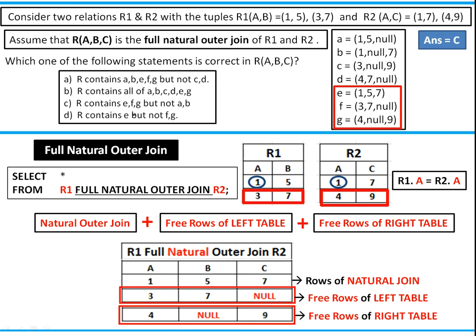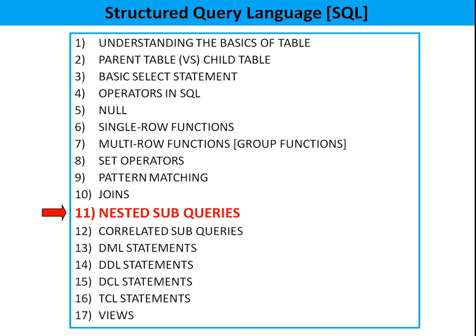Clear? Yes. With this we are done with joins, guys. So the only concept to remember in joins is Cartesian product, guys. Comfortable?